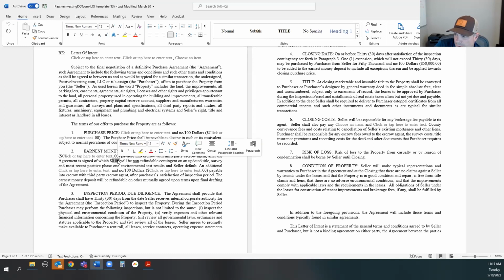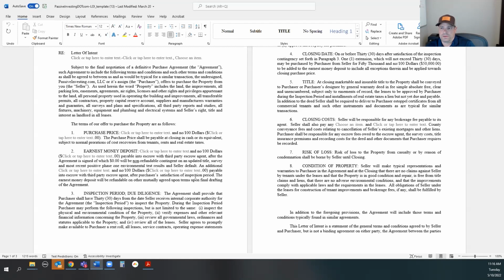I can spell that out right there. So I can change that there. And what I'm saying here: non-refundable contingent upon updated title, survey, and most recent positive phase 1 environmental test results and seller default. So I'm saying this money is non-refundable with 4 contingencies.